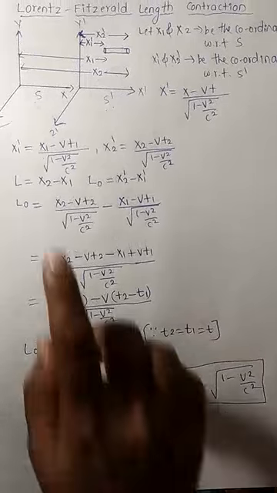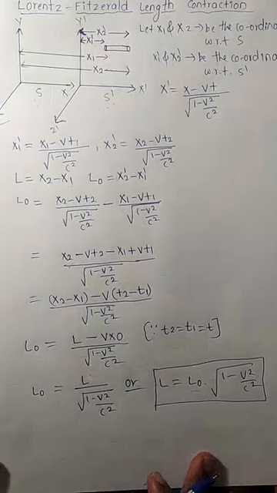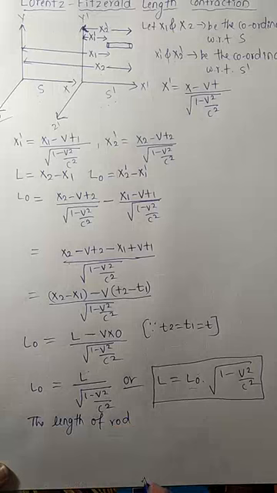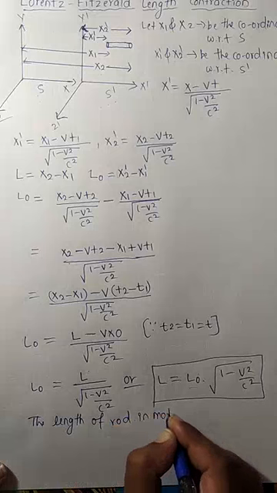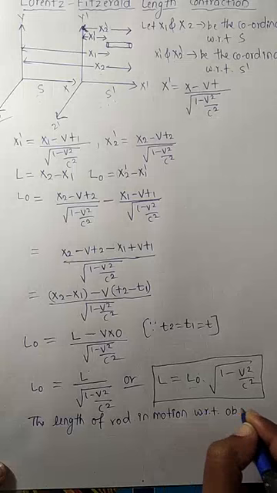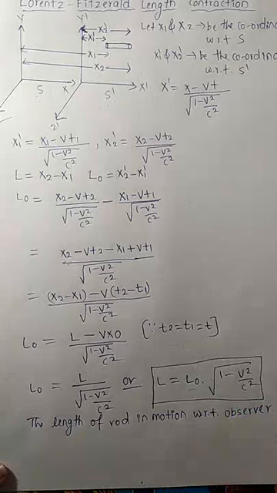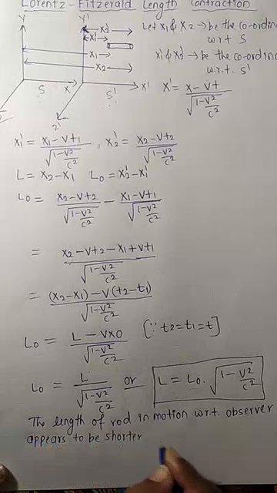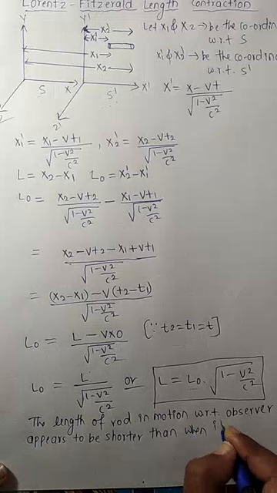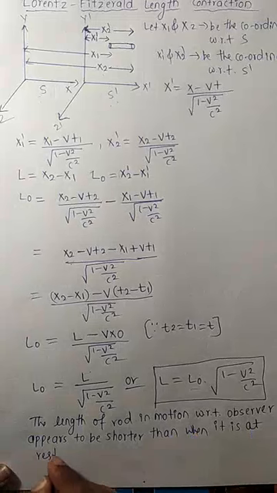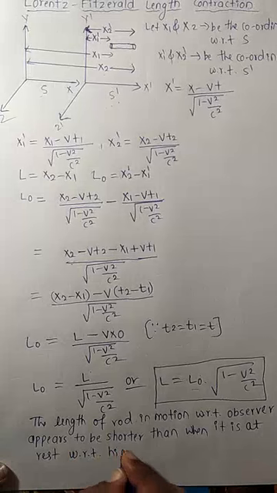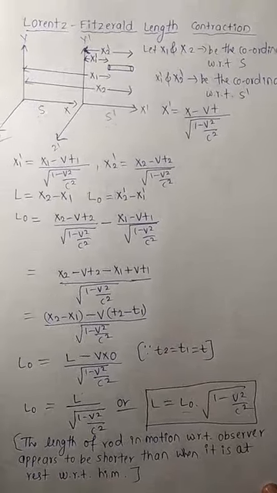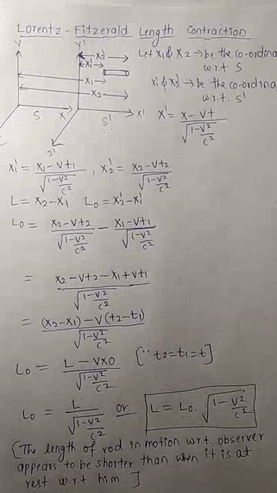So that is what is called the Lorentz-Fitzgerald length contraction. Here the last statement we can write: the length of the rod in motion with respect to an observer appears to be shorter than when it is at rest with respect to him. So this is the Lorentz-Fitzgerald length contraction. In the examination they may ask for the derivation or problems also, but you should have complete knowledge of this.